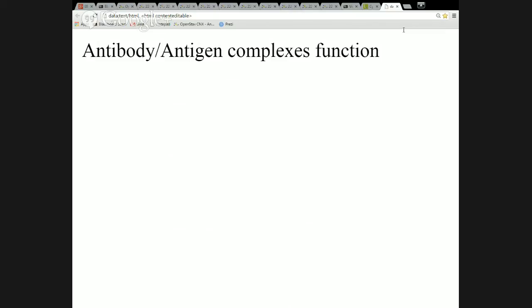A mnemonic device I like to use to describe this is PLANO. Okay. Now, the source I got this mnemonic from just gave PLAN, but I added the O on there because it's important to think about that separately. P stands for, hold on a second, let me remember the word.